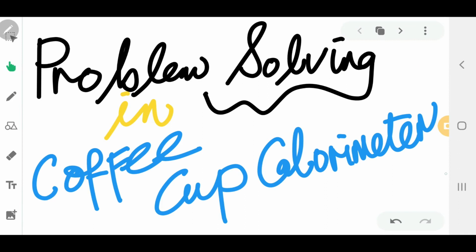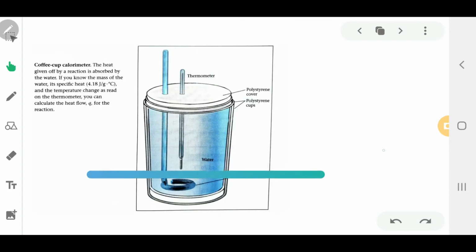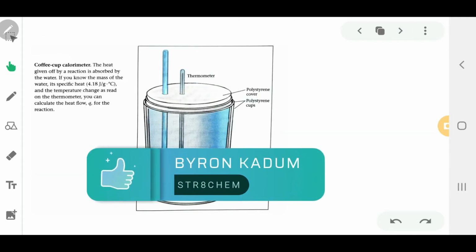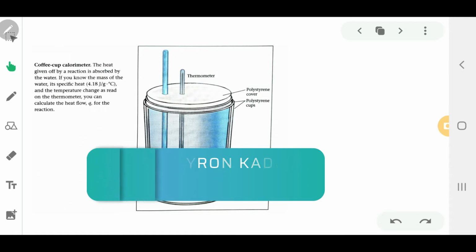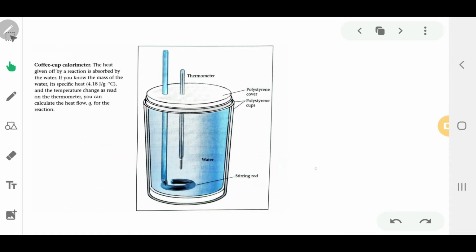In this STR8CHEM video, I'm going to walk you through some problem solving in the coffee cup calorimeter. First of all, let's have a look at how the coffee cup calorimeter is assembled in a typical experiment. So we have a polystyrene cup, and inside the polystyrene cup you have water, and you're going to have the stirrer right over here.